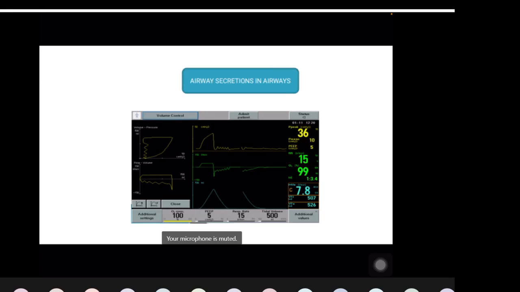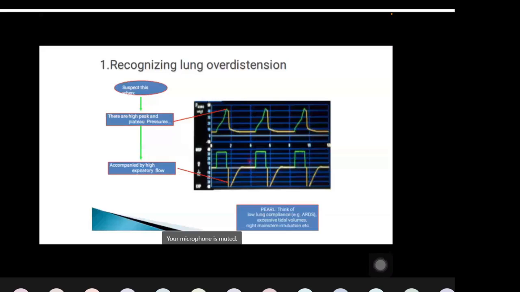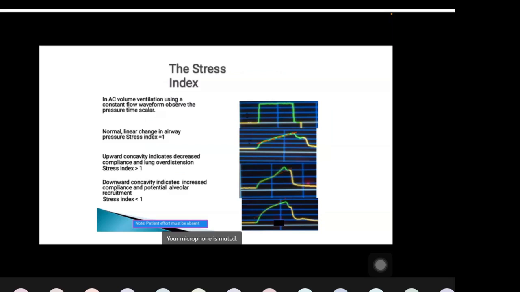Then again, over distension of lung can be identified when there's an increase in P peak and P plat with a high expiratory flow rate. That is indicative of over distension of lungs. Again, we can calculate the stress index, but I'm not going into details regarding that. Now, a few concepts regarding auto PEEP.